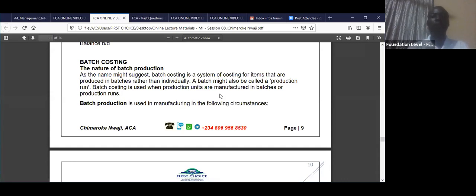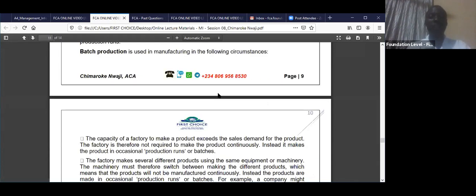So now I want to extend it further: when you are doing production, from the time you start to the time you end a set, you can say that set is a batch. Sometimes you might start a set and after maybe 2 hours, that set is finished. You finish a batch, then you start another batch, things like that. Now, batch production is used in manufacturing in the following circumstances.